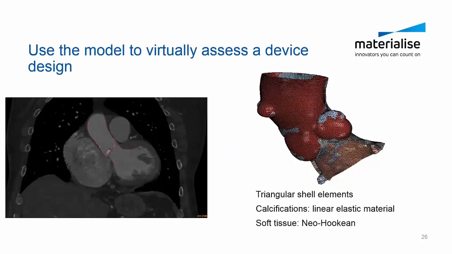So we use these triangular elements as shell elements. We gave them a thickness that varies between, in the case of the aortic wall, 2 millimeters, and the leaflets themselves are 0.5 millimeter thick. And we also changed the material parameters of the elements that are in the calcified zone in order to have them linear elastic in the region of calcifications. And we used for the soft tissue material a Neo-Hookean material.